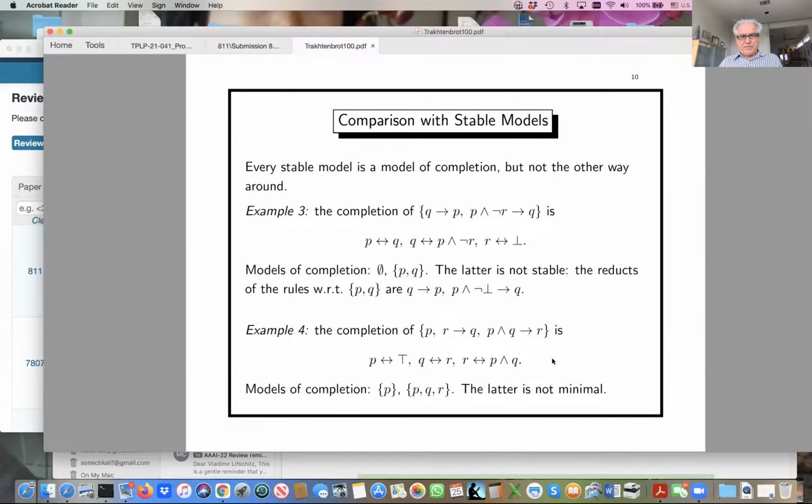So here we have this mismatch between completion and stable models. And here you see another similar example. This mismatch can happen even when our implications are definite clauses. The completion of this set has two models, and the second is not minimal. In this case, there's only one stable model, of course, because the clauses are definite, and that's the minimal model, {P}.